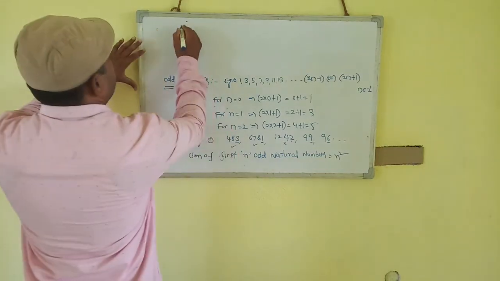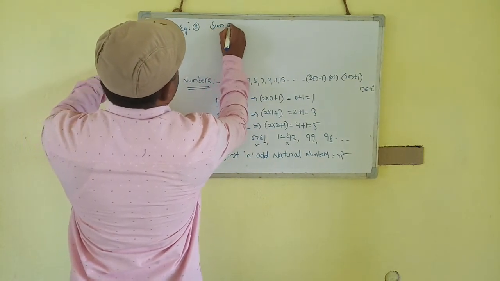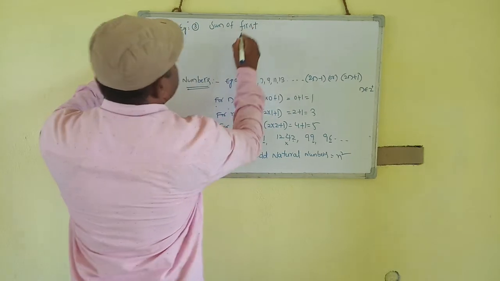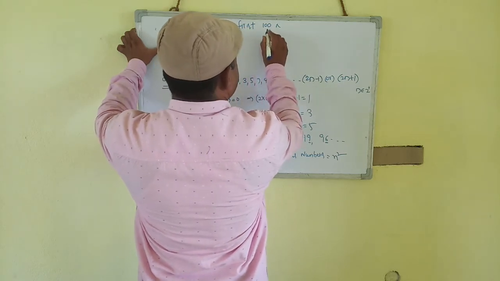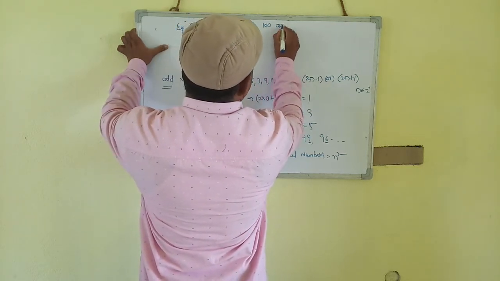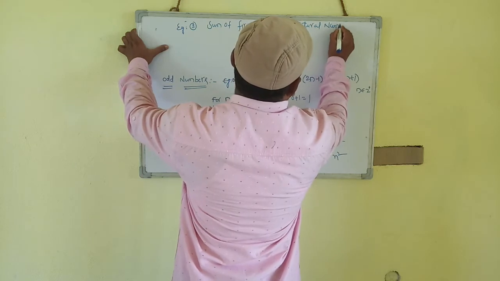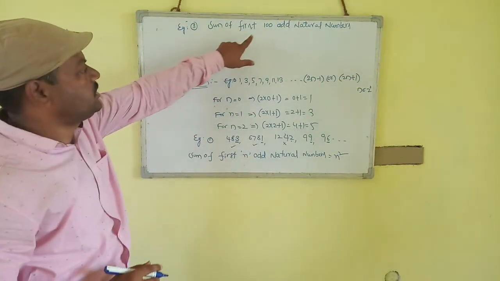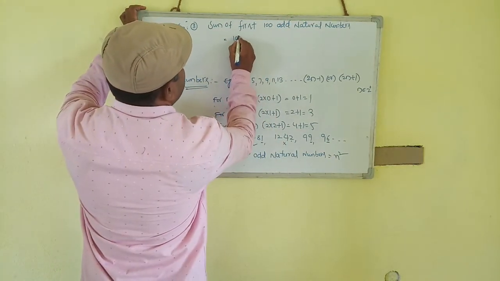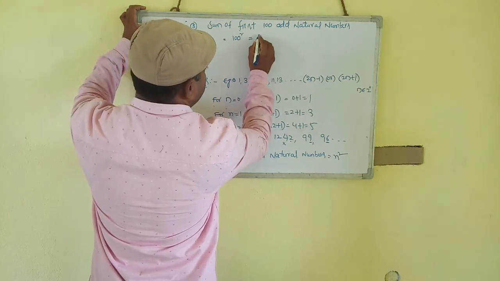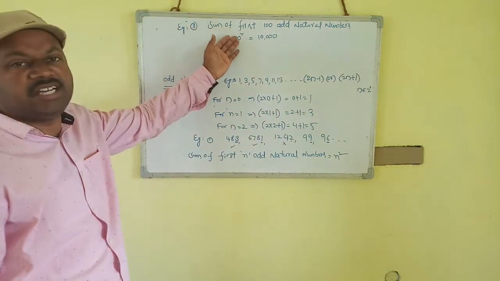Once observe here, example: sum of the first 100 odd natural numbers. It is equal to 100 square, that means 100 into 100, which is 10,000. So this is the simple formula.